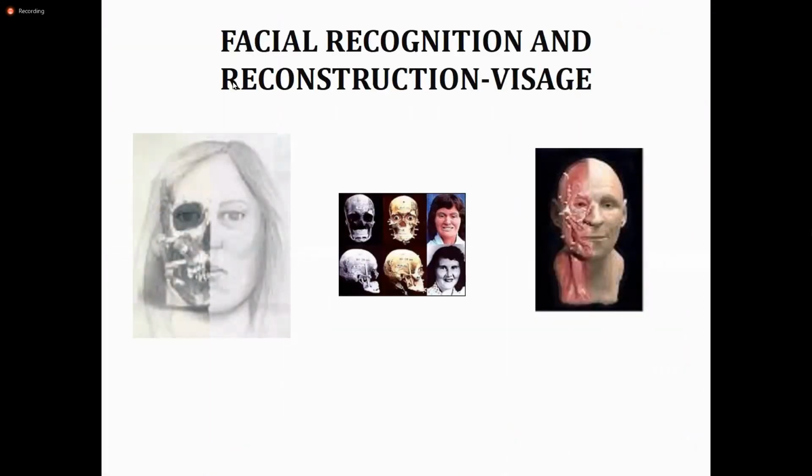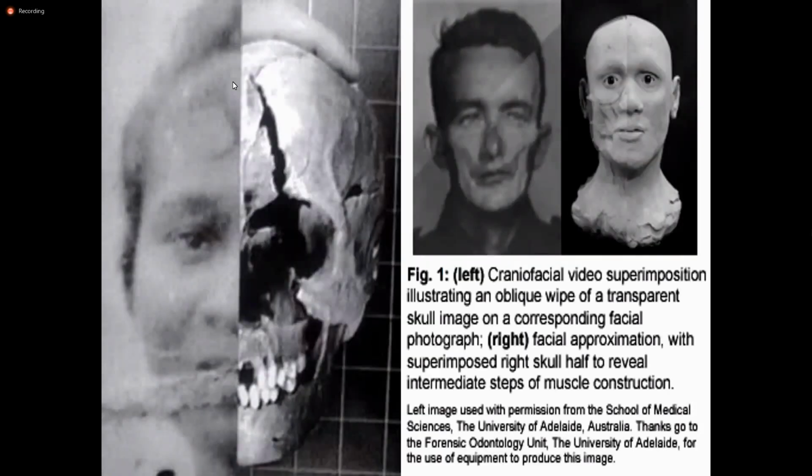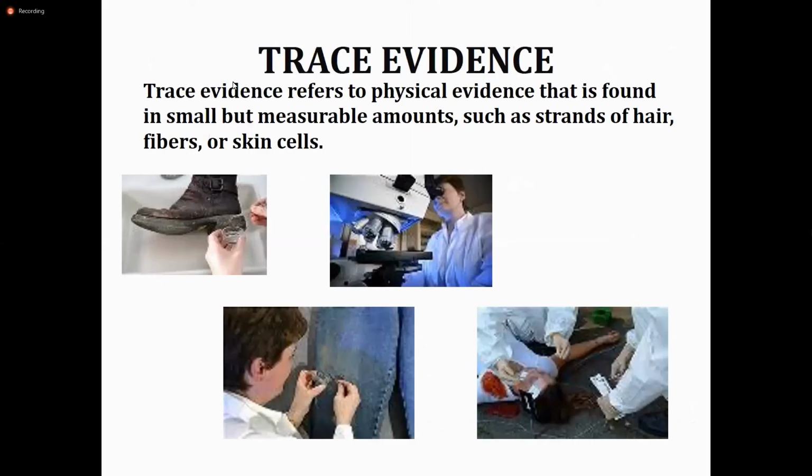Facial recognition and reconstruction, we say. Computer superimposition is done by digital means, using a video computer with appropriate software, and then comparing the 2 images morphologically by image processing. This is how it is done. The half and half side is given to you and shown.